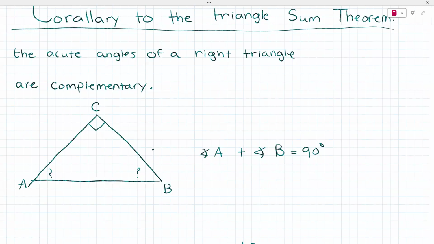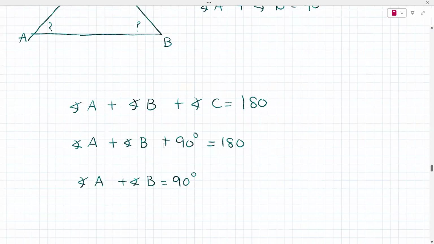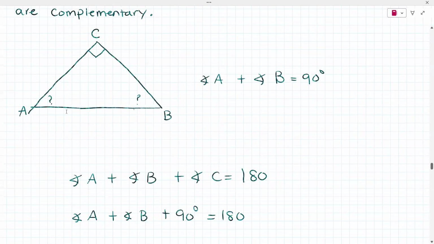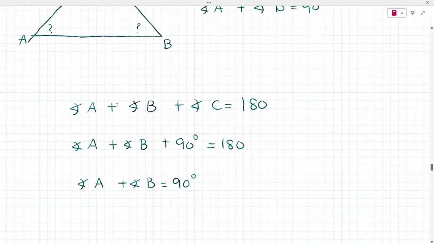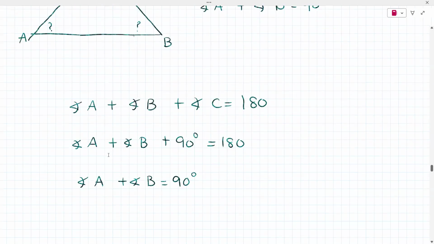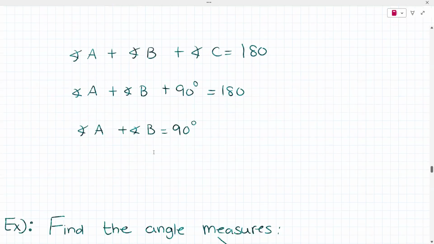Could these two angles be the same? Yeah. This could be 45, this could be 45. And when you have two angles that are the same, that means you have two side lengths that are the same, which is an isosceles triangle. So if you add up all the interior angles, angle A, angle B, angle C, they add up to 180. And angle C is 90 because it has that box symbol. And if you only add up angle A and angle B, it's 90.